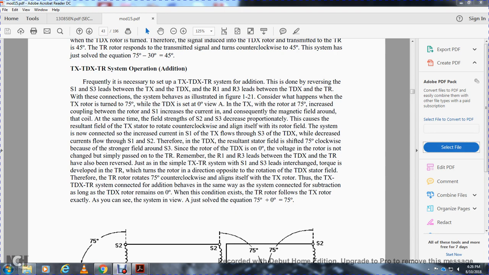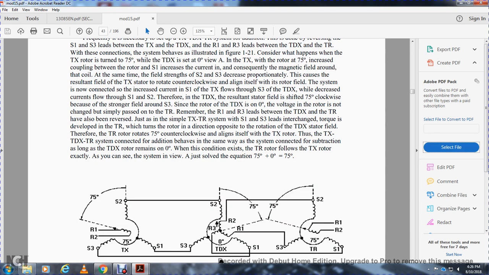As you can see with the system, view A is solved by the equation 75 degrees plus 0 degrees equals 75 degrees. The stator 1 rotor 2 is at 75 degrees. Stator 3 of the torque transmitter goes to stator 1 of the torque differential transmitter, and stator 1 of the torque transmitter goes to stator 3. Stator 2 goes from the torque transmitter to stator 2 of the torque differential transmitter, with rotor 1 and rotor 2 at 75 degrees.